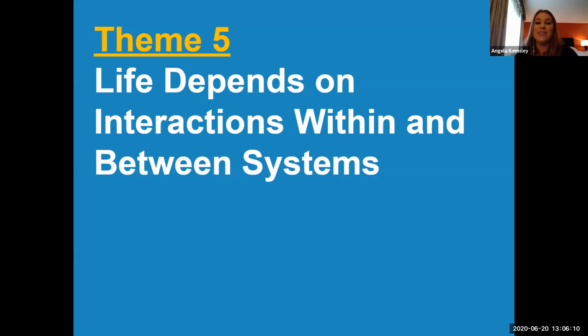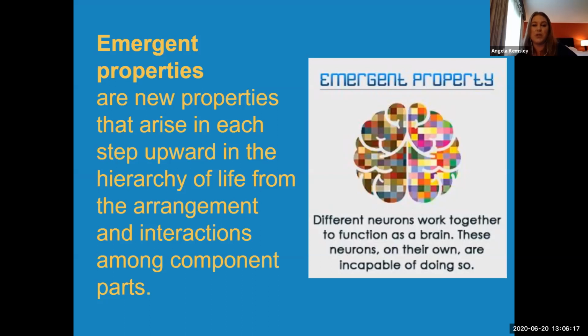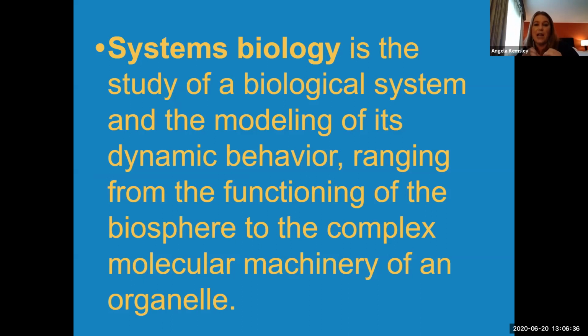And theme number 5, life depends on interactions within and between systems. So we actually talked about the 2 main properties of this theme in the last lecture. We talked about emergent properties. If you remember when we were going through the hierarchy of life, at each level, there's going to be a new property that was not present in the levels before it. It's emergent properties. And when all of those different things interact, that makes what we call systems biology, where we're studying all of those different interactions.